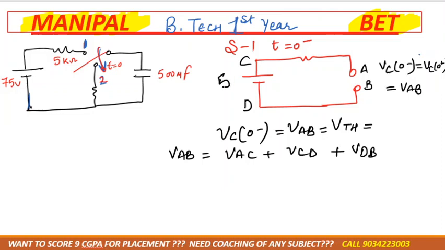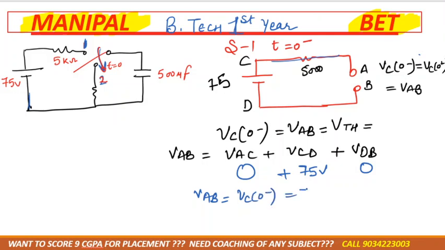This is 75 volt. This is 5 kilo ohm, meaning 5000 ohm. So again it's an open circuit, so no current will flow. This is 0, this is 0, and VCD is 75 volt. So what we got is VAB is equal to VC of 0 minus is equal to 75 volt, right? This was our first step.